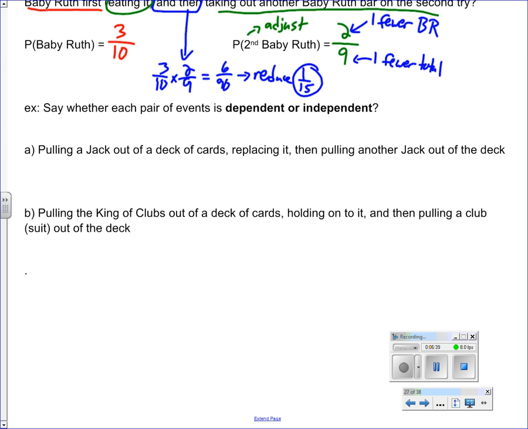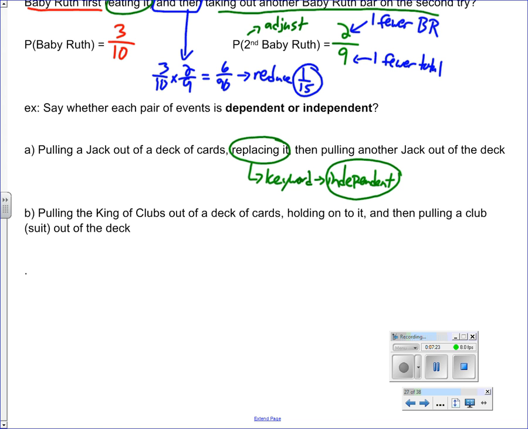So we're going to go through real quick, talk about how we can tell if 2 events are dependent or independent, and just go through these 2 examples here together. So the first pair of events, pulling a jack out of a deck of cards, replacing it, pulling another jack out of a deck of cards. Anytime we see this phrase, replacing it, that's a keyword that tells us it's independent. And the reason is once we replace it, we reset the probability so it doesn't change anything. We'd still have the same probability of pulling out a jack on the second try as on the first try because we reset everything.